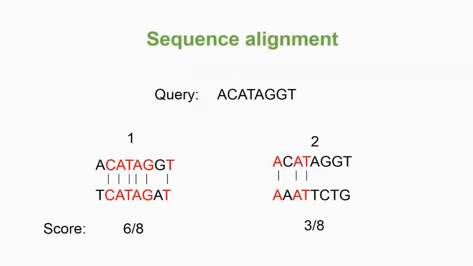On the other hand, this slide refers to the score of 8 sequences after alignment. As we show, the first example has 6 identical sequences to all 8 sequences, while the second example has 3 identical sequences to all 8 sequences.